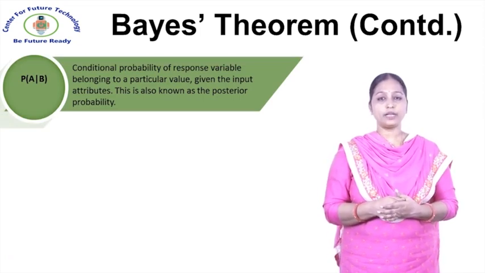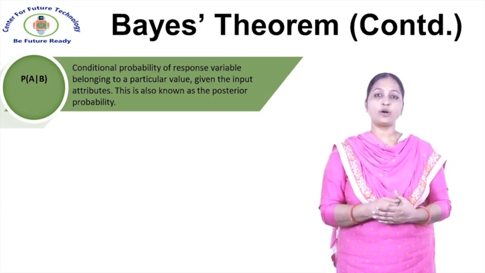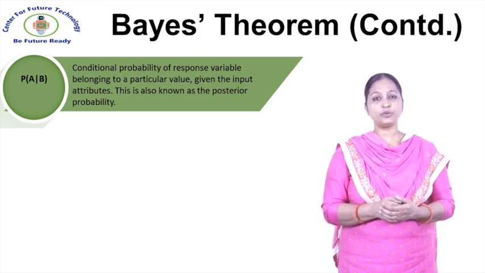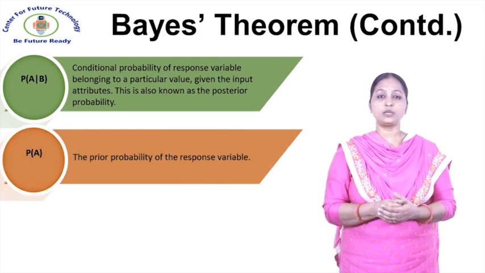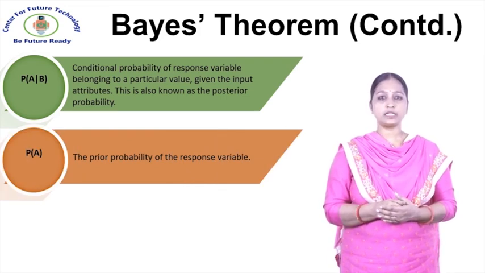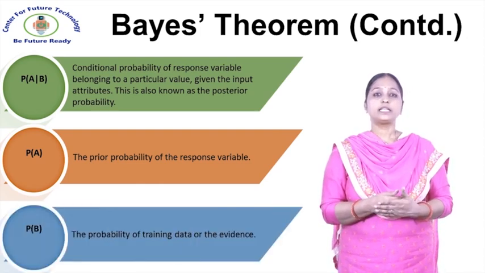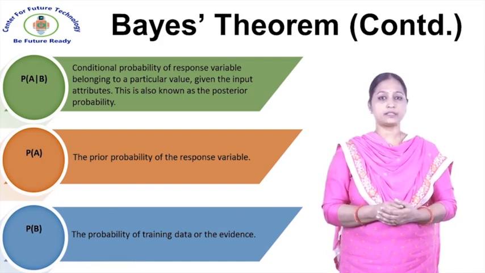The conditional probability of the response variable belonging to a particular value given the input attributes is known as the posterior probability. Then there is the prior probability of the response variable, and the probability of the training data, or the evidence.